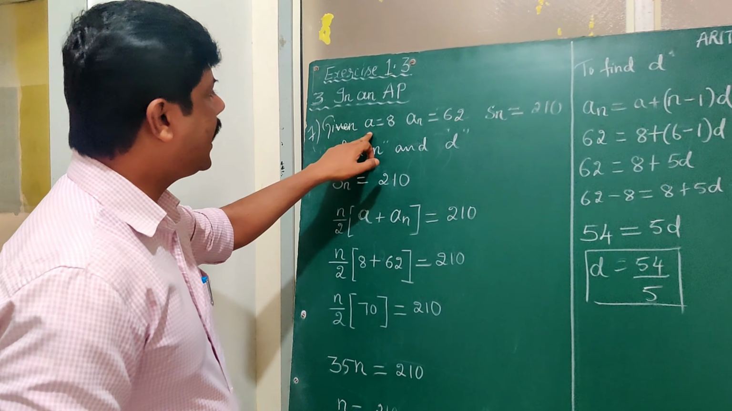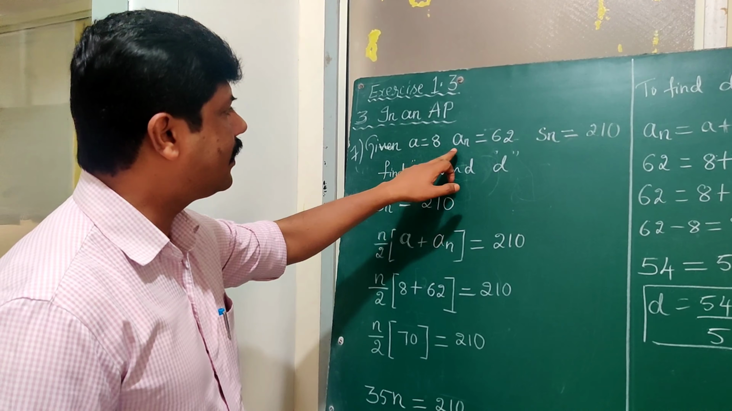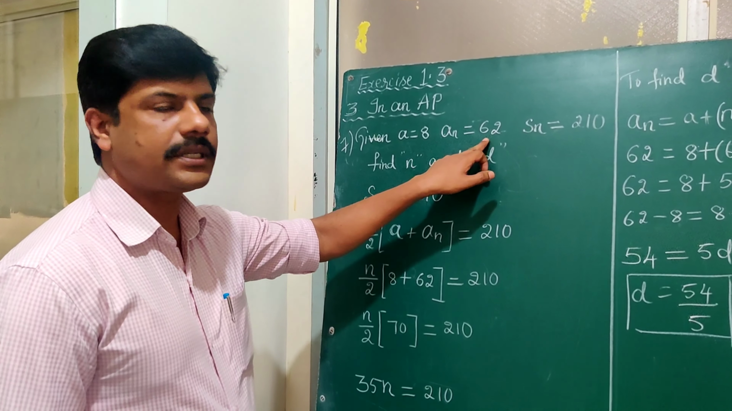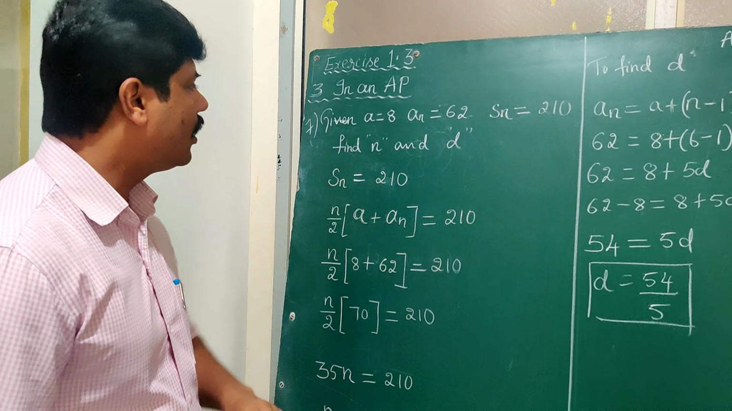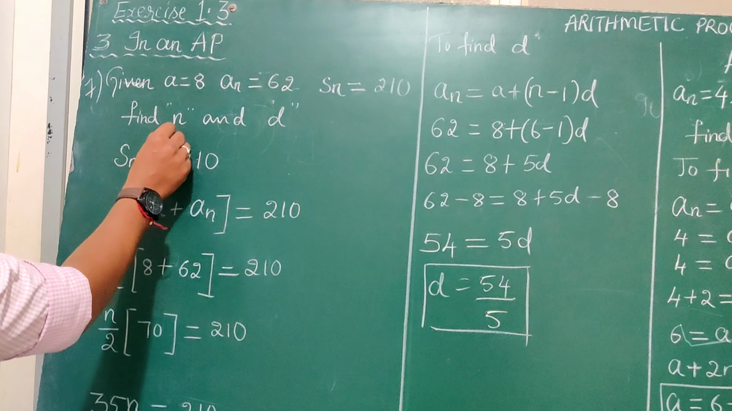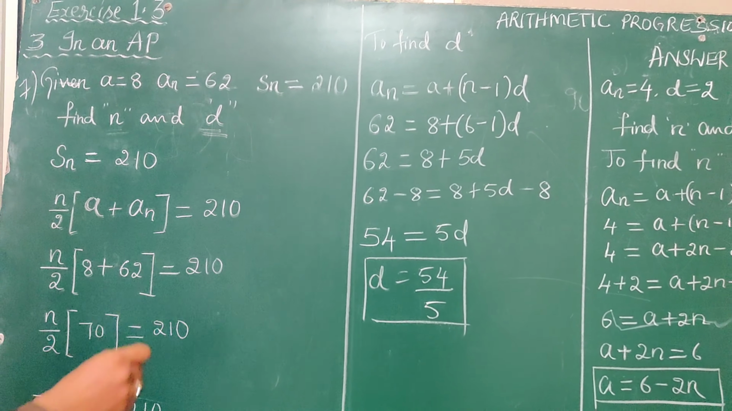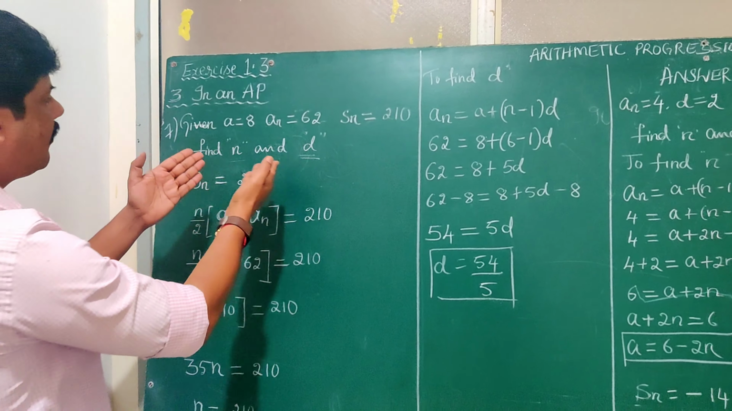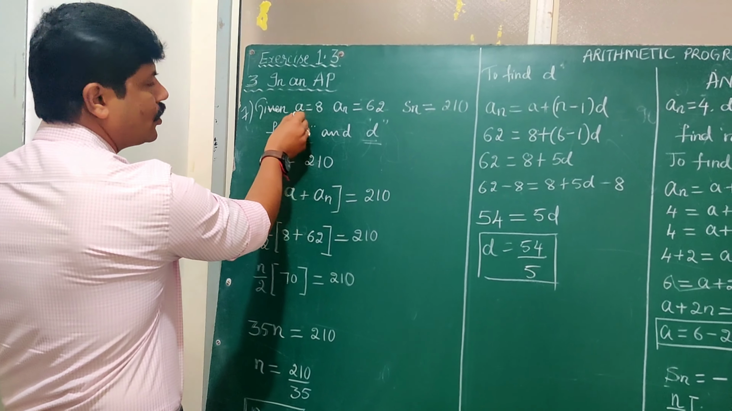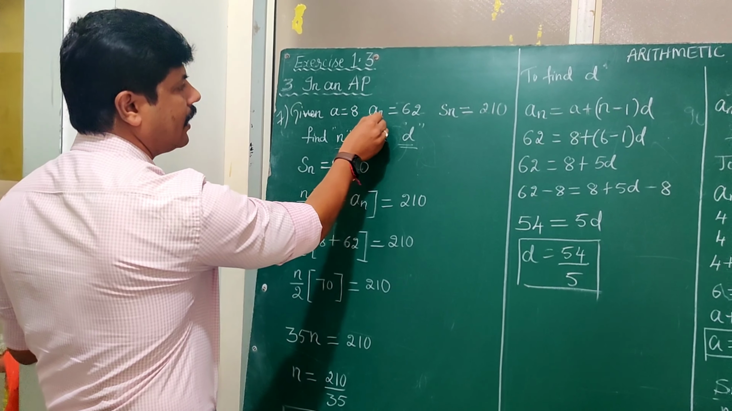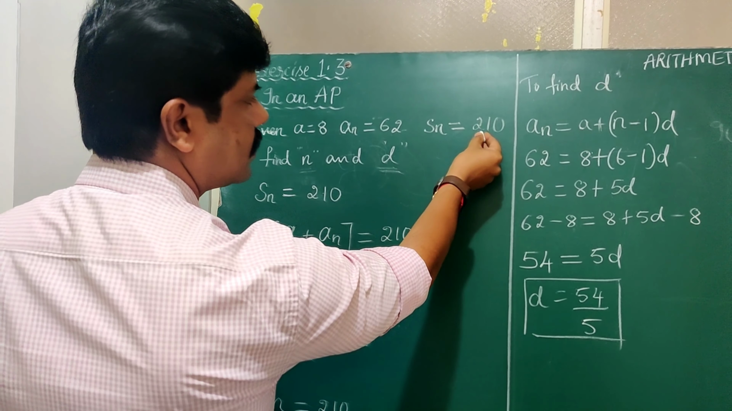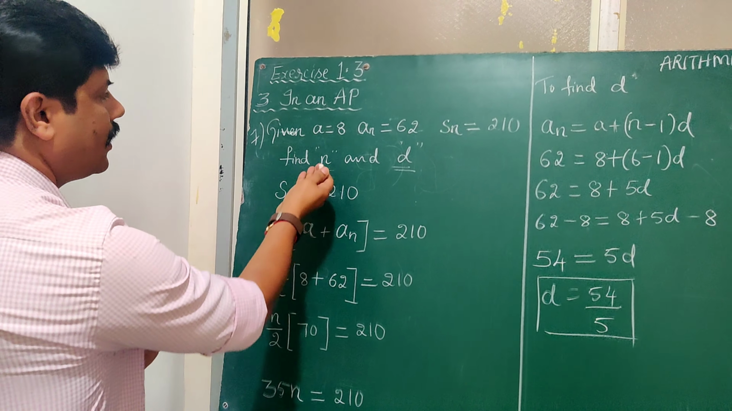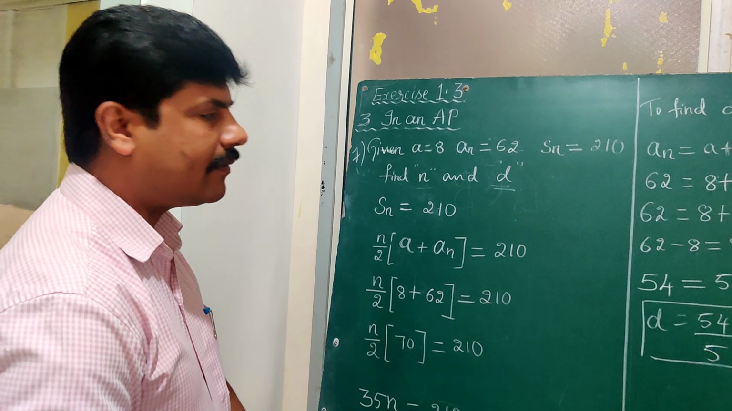What is given? a is equal to 8, an is equal to 62 and Sn is equal to 210. What we need to find is n and d. So three values are given, and we have to find two values. The values given are a equals 8, an equals 62, Sn equals 210. Let's first find the n value.